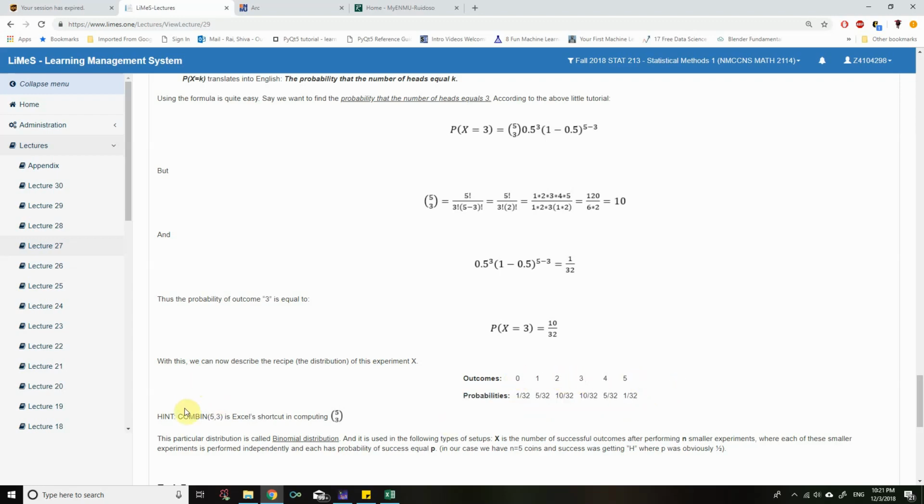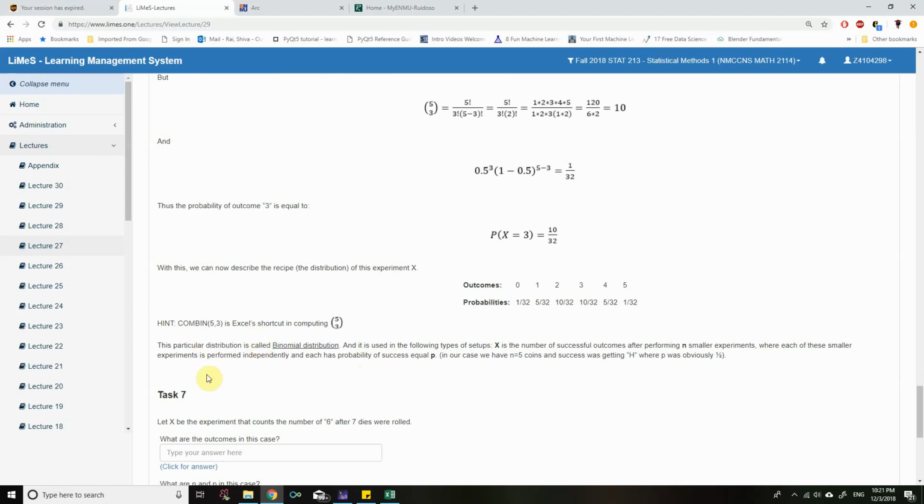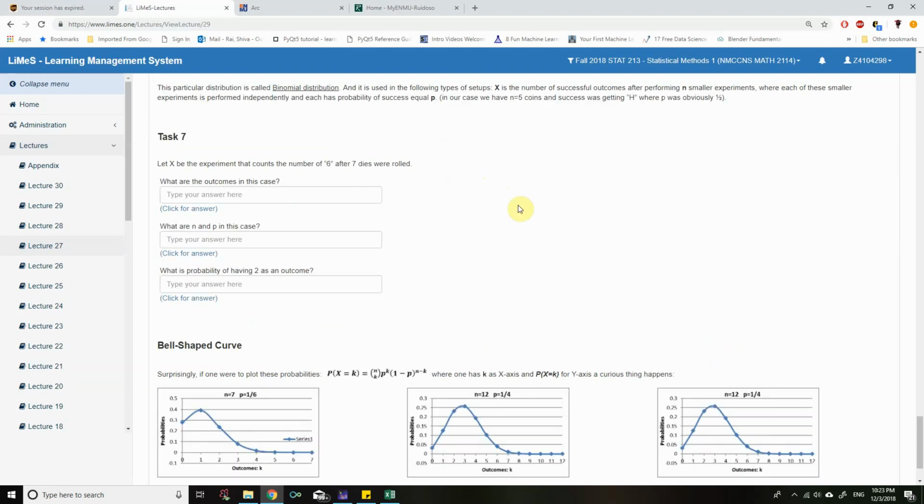So no problem, we'll talk about this in the class. Since Excel has a nice way to perform the binomial experiment, there is no need to go for 5 choose 3 and so on. This particular distribution is known as binomial distribution, and it is used in the following types of setups. X is the number of successful outcomes after performing n smaller experiments, where each of these smaller experiments is performed independently and each has probability of success equal to p. In our case, we have 5 coins and success was getting H. p was obviously half.